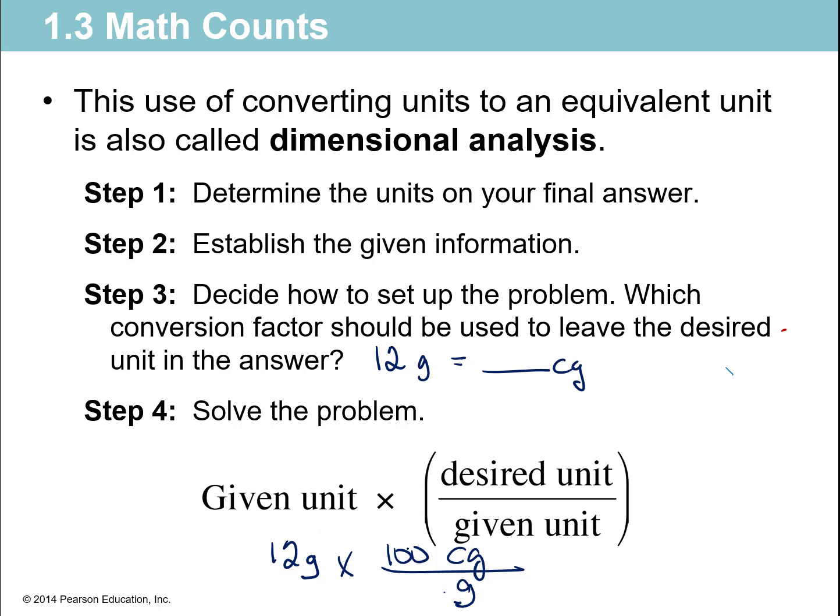So, do you see that now these cancel? Grams and grams cancel, and so my answer is what? My answer is in centigrams. Doing the math, you multiply everything across the top. This grams will get the 1. So 12 times 100 is 1,200.